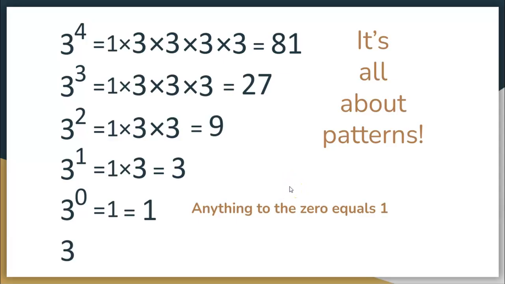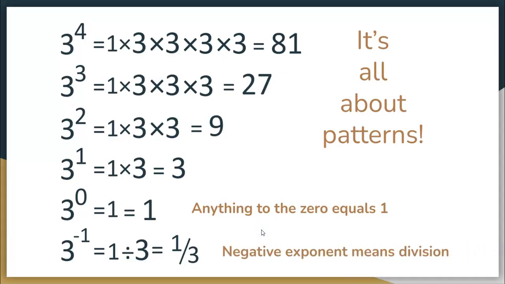But what if I put the next exponent down? We have our countdown, 4, 3, 2, 1, 0. What would come next? Negative 1. And what would that mean? Well, it's going to mean you still have that 1 in front, but instead of doing multiplication by 3, you're going to divide by 3. And that would give us 1 divided by 3, or the fraction 1/3. And so remember that a negative exponent is going to mean division.